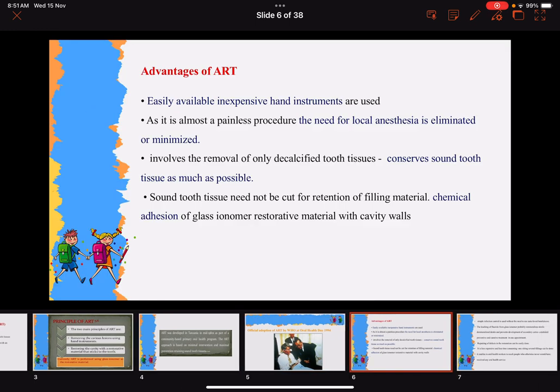The advantages of ART include easily available, inexpensive hand instruments. As it is almost a painless procedure, the need for local anesthesia is eliminated or minimized. It involves the removal of only decalcified tooth tissues and conserves the sound tooth tissue as much as possible. Sound tooth tissue need not be cut for retention of filling material, due to chemical adhesion of the glass ionomer restorative material with the cavity walls.